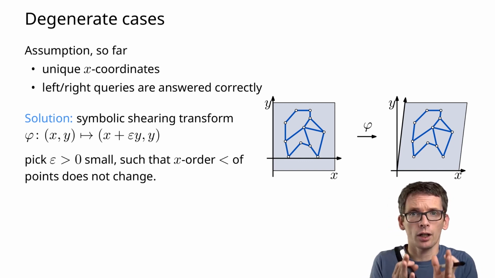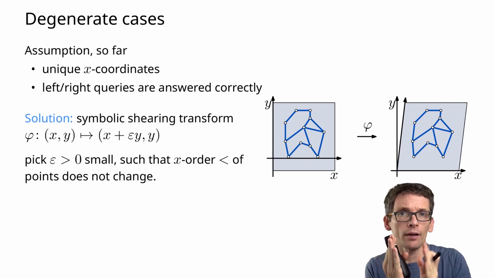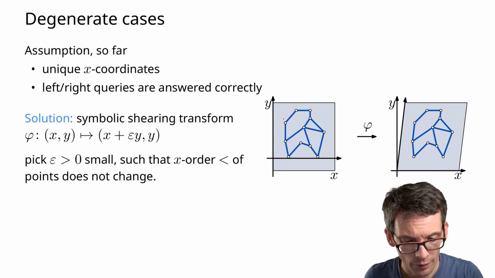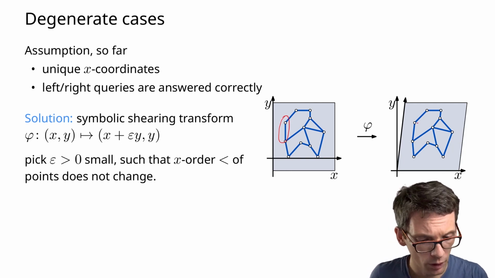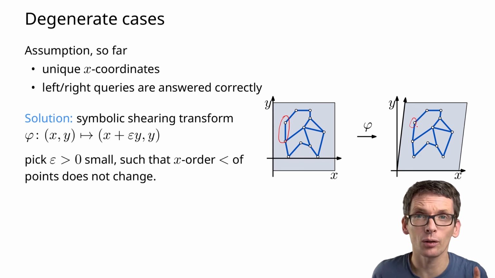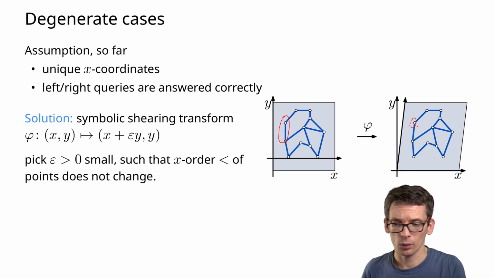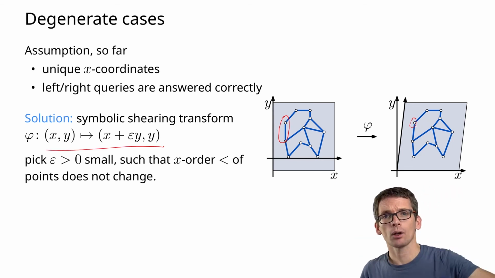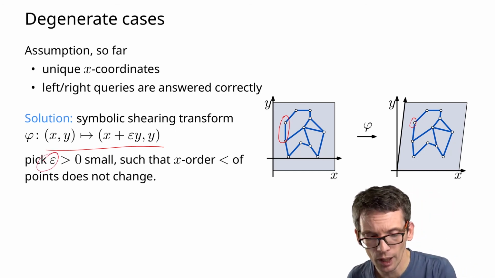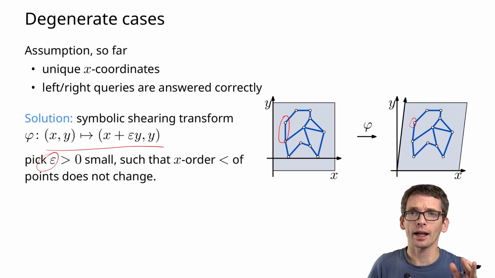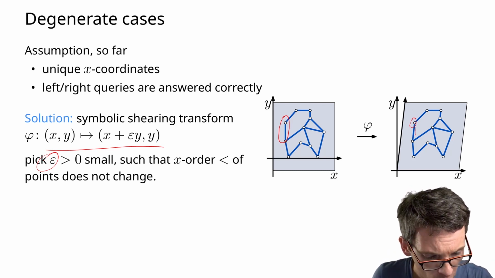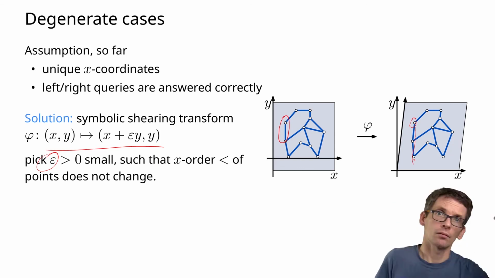Essentially, if we have something vertical, we slightly tilt it to the right, so that these two points that were previously vertical, now this one is slightly to the right. We do this with this transform here. Depending on the y, we slightly tilt the x. We do it with a very small epsilon such that the overall x order remains the same. What we want is that this point should still be before the next point in x order.